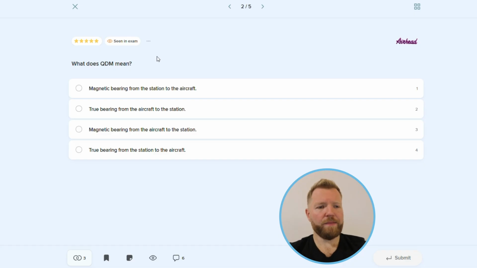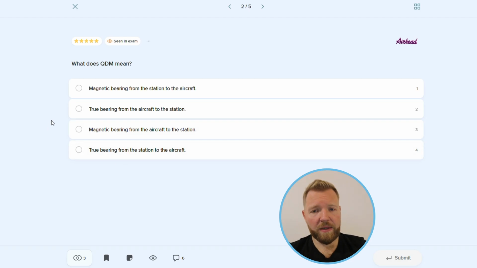Now, question number 2. What does QDM mean? Magnetic bearing from the station to the aircraft, true bearing from the aircraft to the station, magnetic bearing from the aircraft to the station, or true bearing from the station to the aircraft.